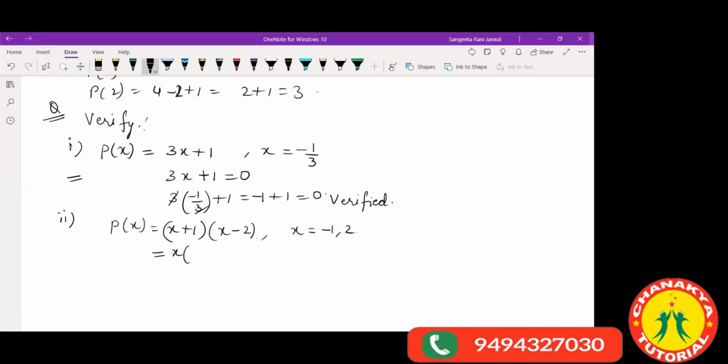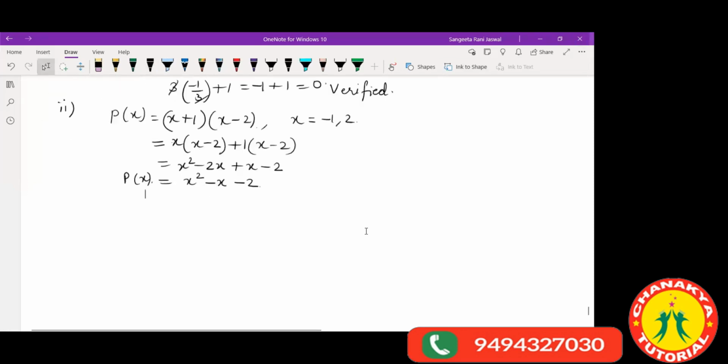So we multiply x with x minus 2, then we have plus 1 multiplied with x minus 2. We get x square minus 2x plus x minus 2. We can simplify it. So this becomes x square, and minus 2x plus x becomes minus x, and then minus 2. This is now your polynomial equation, a quadratic equation, because its degree is 2. Now one by one you can put the values and check whether it holds true for these values of x.